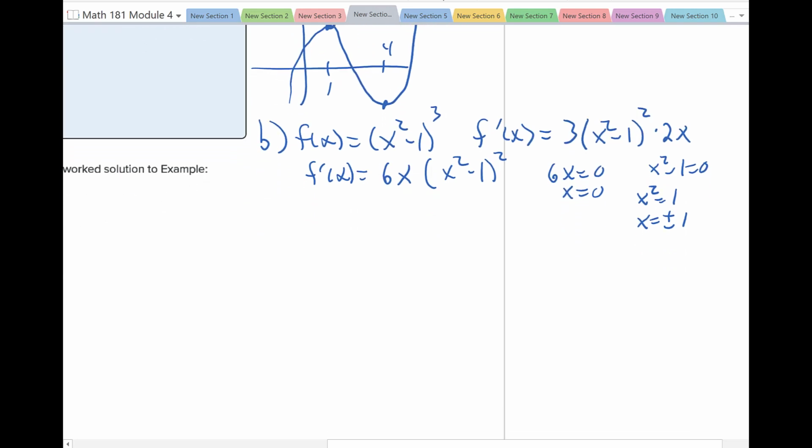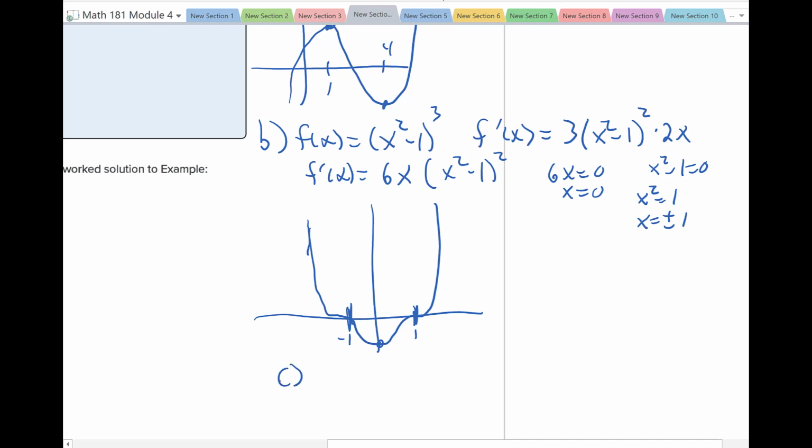This one has a graph like this though. Comes down. And so at 0, obviously there's that one there. And then it has something happening here and here at -1 and 1. Okay, let's look at C.